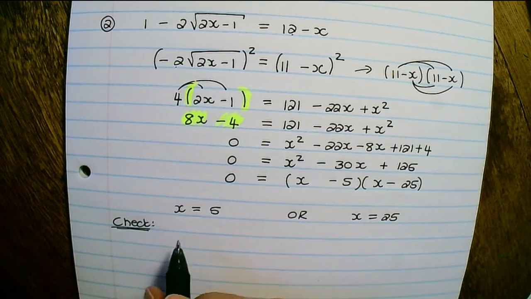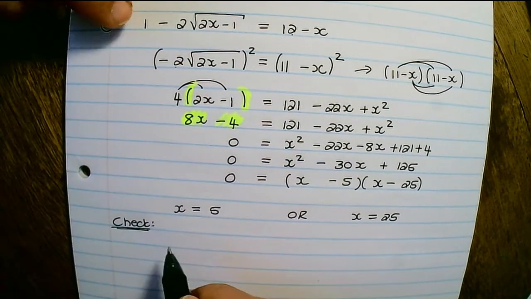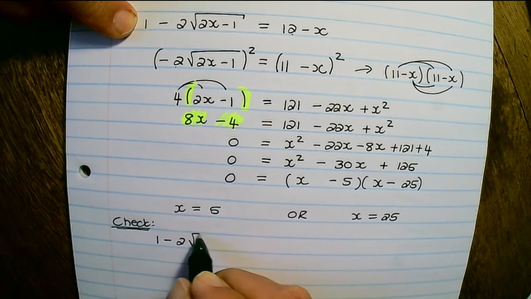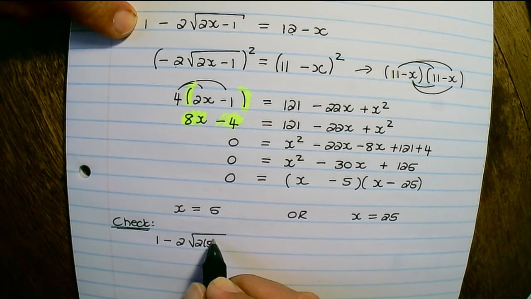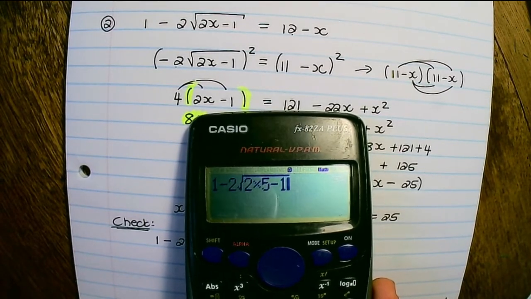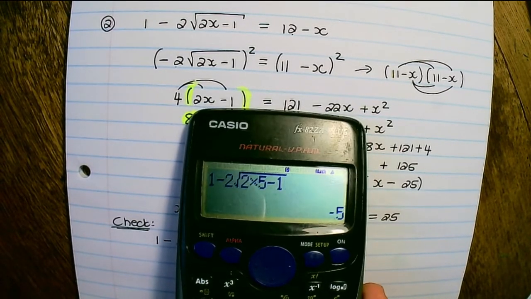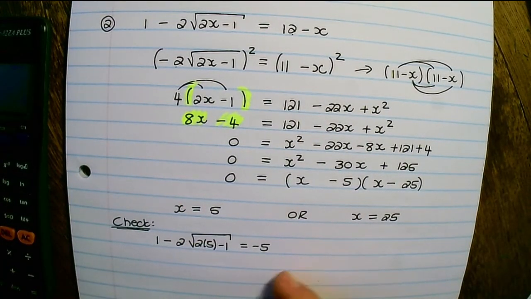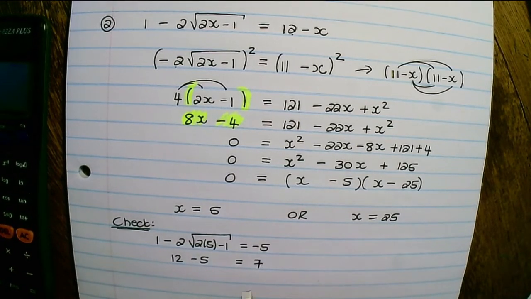And as I said before, you can check on your calculator. So what I need to do is 1 minus 2 square root of 2 times 5 minus 1. You can punch that into your calculator and see the answer is negative 5. And then I check the other side as well, 12 minus 5, which is equal to 7. But you can see negative 5 is not equal to 7, therefore x cannot be equal to 5.